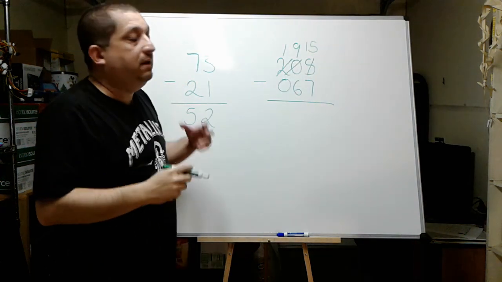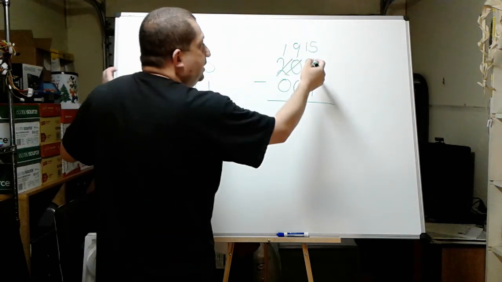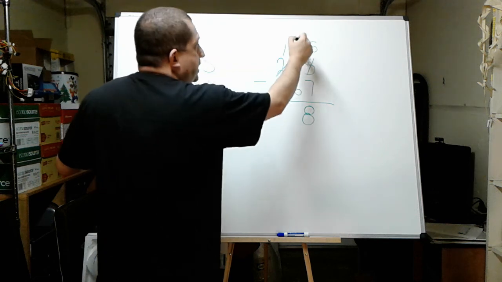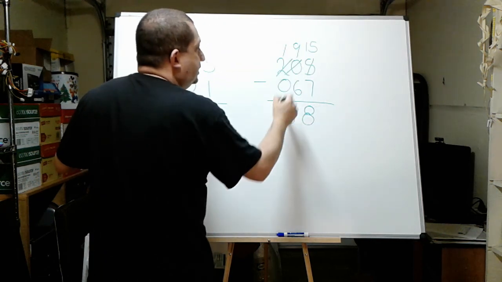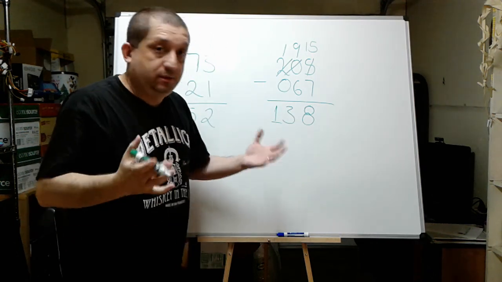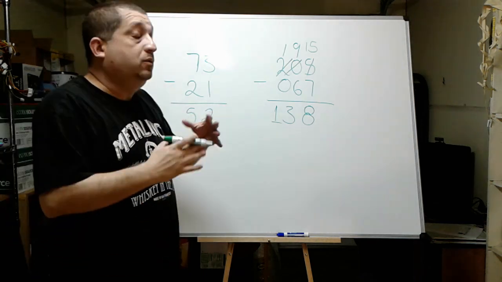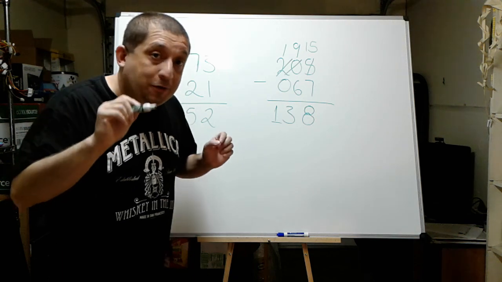So now all I have to do is do my subtraction. 15 minus 7 is equal to 8. 9 minus 6 is equal to 3. And 1 minus 0 is equal to 1. And I am done with my subtraction. And this is the way I do my subtraction. However, my friends, you do whichever way is best for you. You do you, boo. You do you.